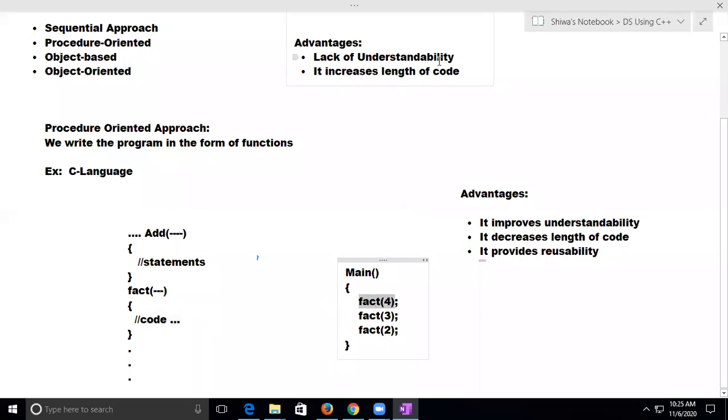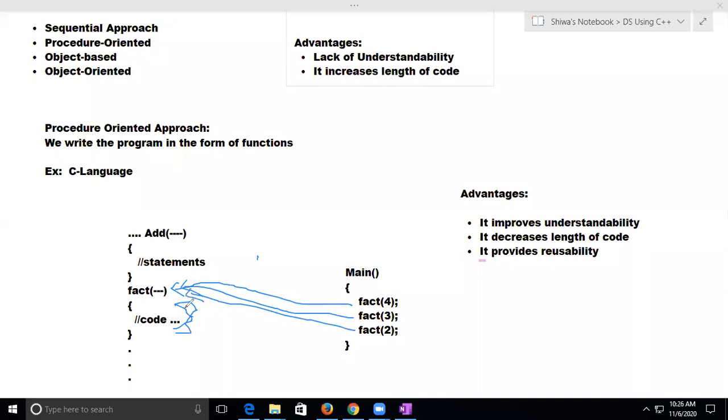So here what we are doing, we are calling. So this fact function will be called now. It executes the code. Again I'm calling fact function. Again that goes to this fact function and that executes this code. Again I'm calling fact function. Again that jumps to fact function and that executes this code. So this code we are writing for how many times? One time only. But how many times we are using? Many times we can use. So we're writing code only for one time, but we can use that code for any number of times. So we're writing code only for one time means it decreases length of code.